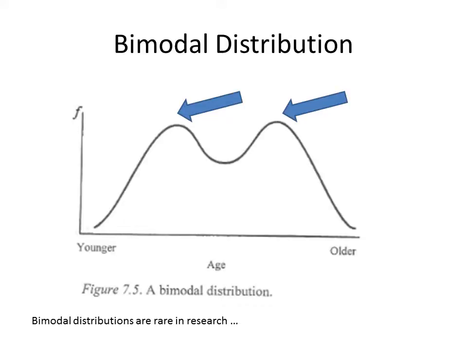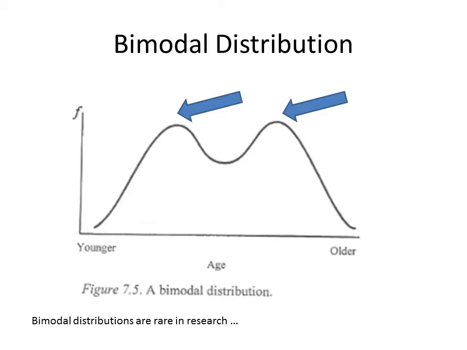In a bimodal distribution, there are two high points. You can see the arrows point to the two humps. This is called a bimodal distribution. Bimodal distributions are very rare in research. The two high points do not have to be equal in height.